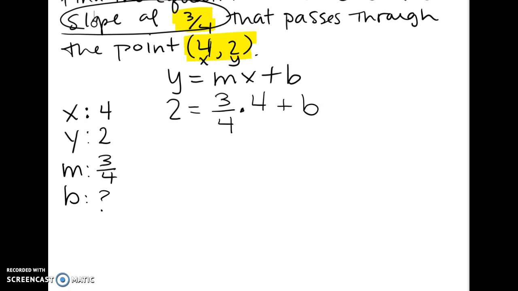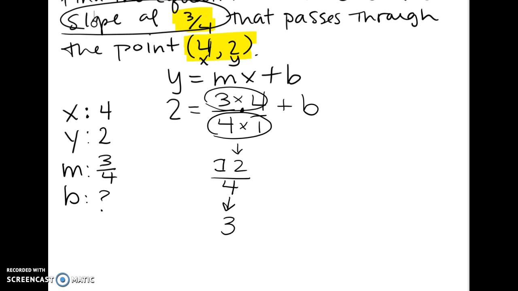Sometimes multiplying fractions times whole numbers can be scary, but it really shouldn't be. Any whole number we know goes over 1. Now I see a multiplication problem that tells me to do 3 times 4 over 4 times 1. 3 times 4 is 12 over 4 times 1, which is 4. And this simplifies down to being 3.